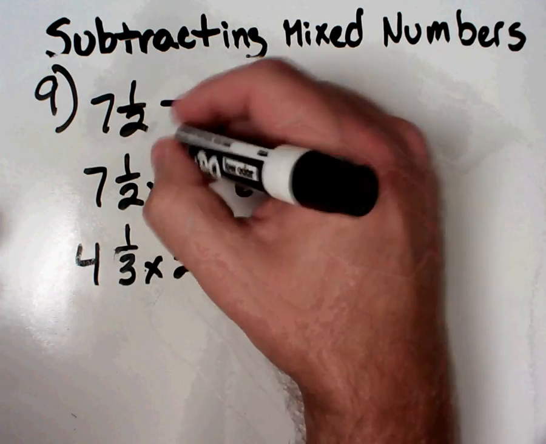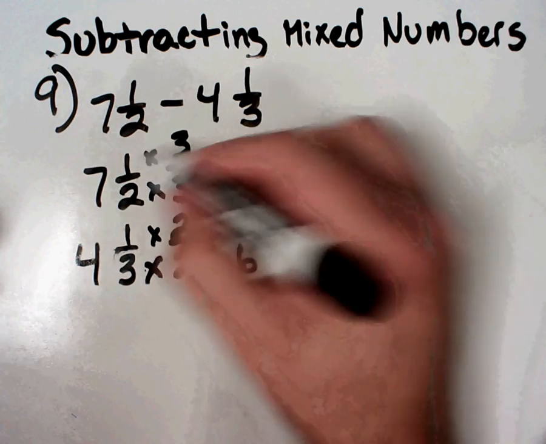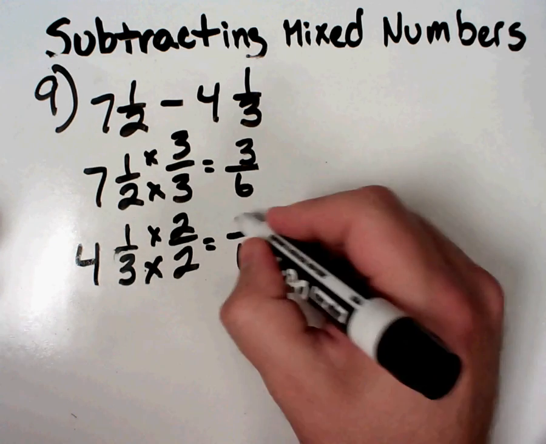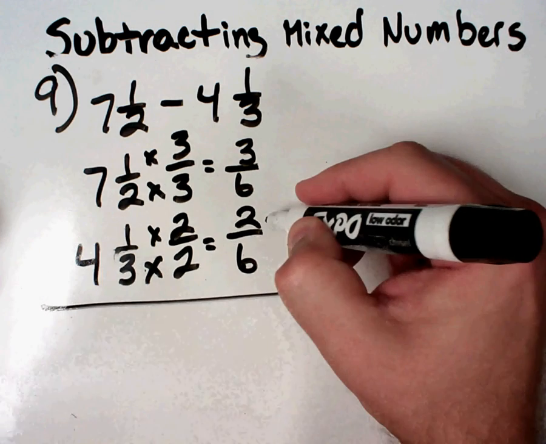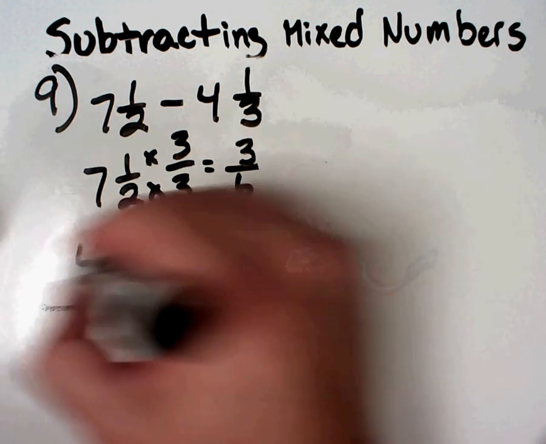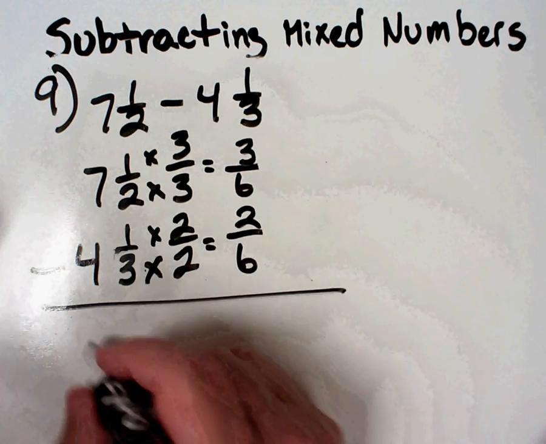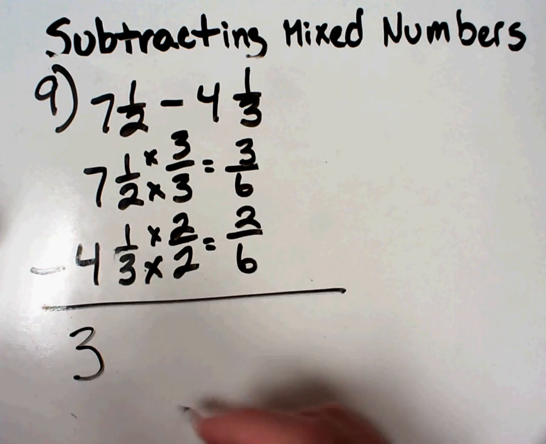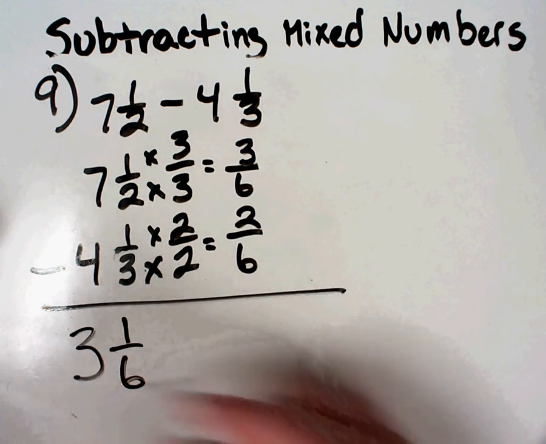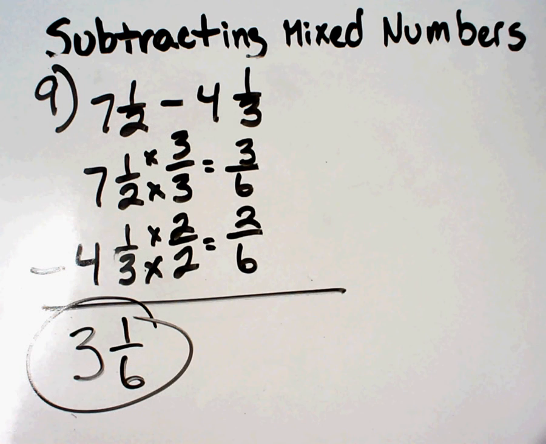Whatever I do to the denominator, I must also do to the numerator. So 1 times 3 gives me 3. 1 times 2 gives me 2. So because 3 is greater than 2, I am ready to subtract. No regrouping or anything. So 7 minus 4 gives me 3. 3/6 minus 2/6 gives me 1/6. I like that one. Another one I didn't have to regroup or borrow, and I did not have to simplify.